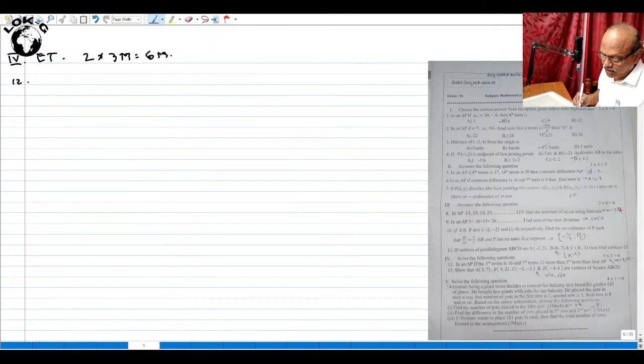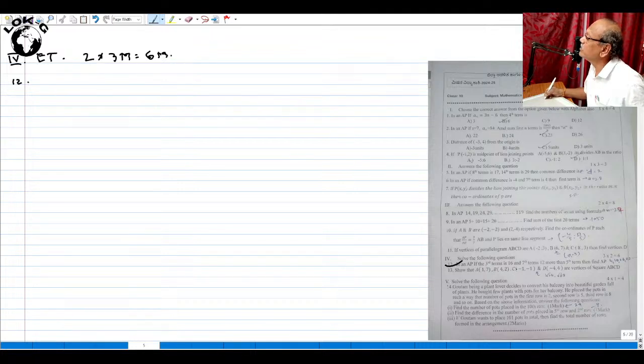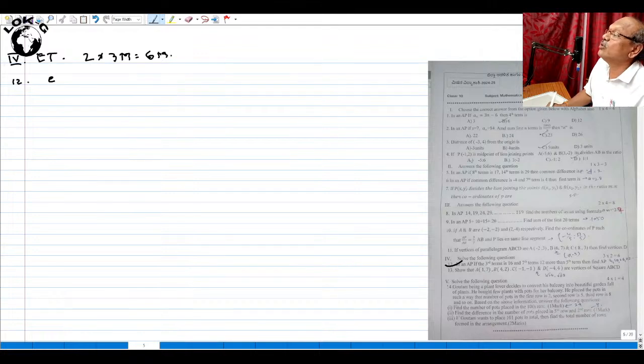In an AP, if the third term is 16, seventh term is 12 more than the fifth term, then find the AP. You are asked to find out the AP. It is a 3 marks question. First of all, note down what you are given. The third term is 16. How do you write the third term? A3 is equal to A plus 2D, that is A plus N minus 1 into D, which is equal to 16. Let us call it the first equation.